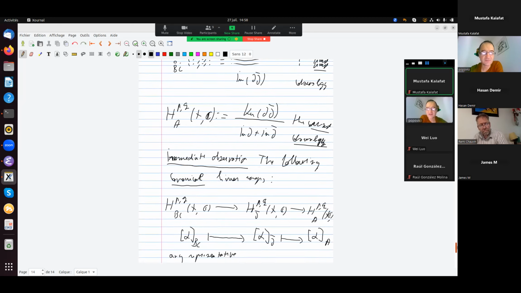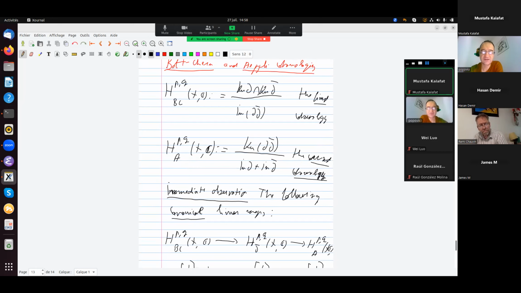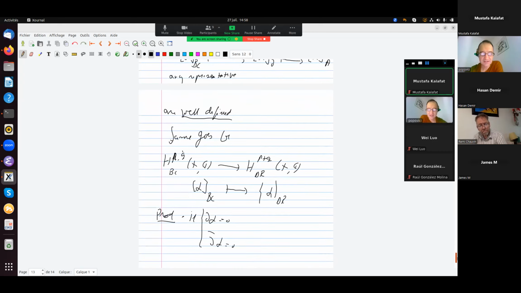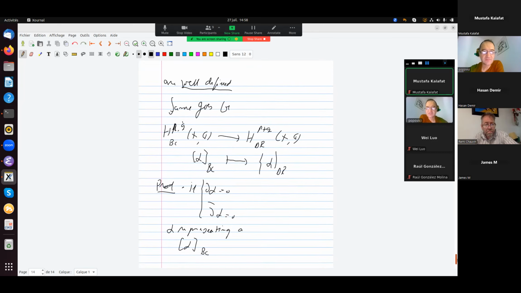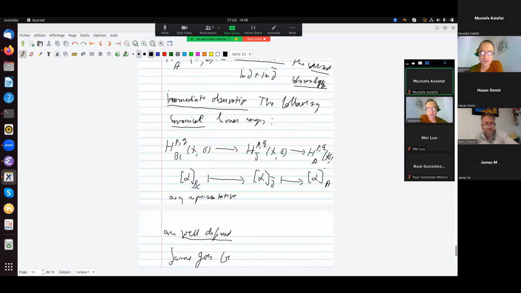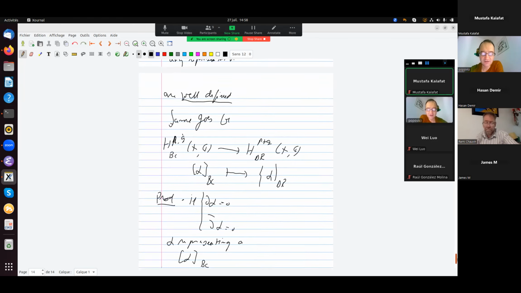Right, because the Bott-Chern cohomology is defined in this way. Representatives are both del closed and d bar closed, right? So if we have this alpha representing a Bott-Chern class alpha BC, then in particular it represents a Dolbeault class, right? Because it is d bar closed.